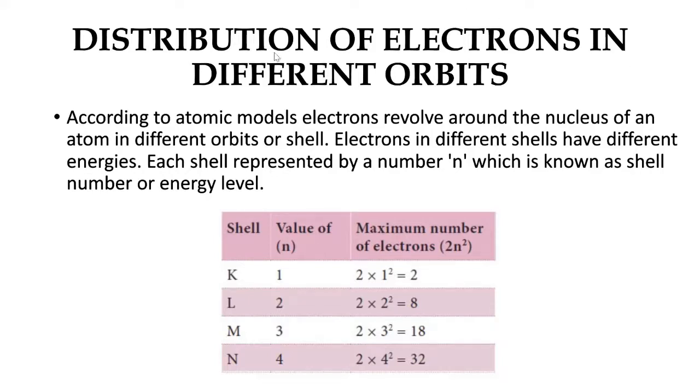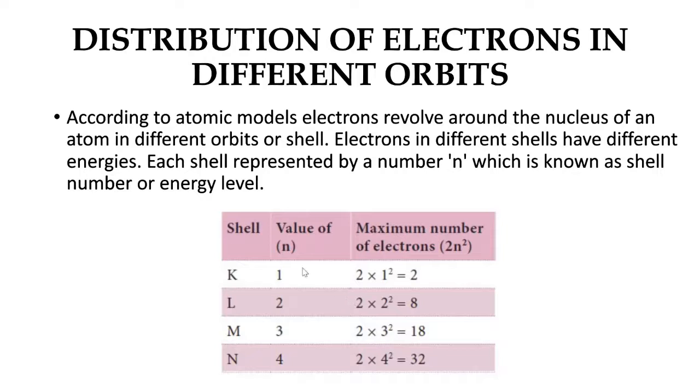According to the atomic models, electrons revolve around the nucleus of an atom in different orbits or shells. Electrons in different shells have different energies, and each shell is represented by a number, small n, which is known as shell number or energy level. If the value of n is 1, then the shell is designated as K shell, and if the value is 2, it is designated as L shell, 3 M shell, and 4 N shell.